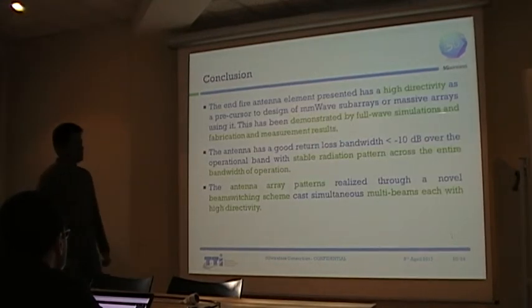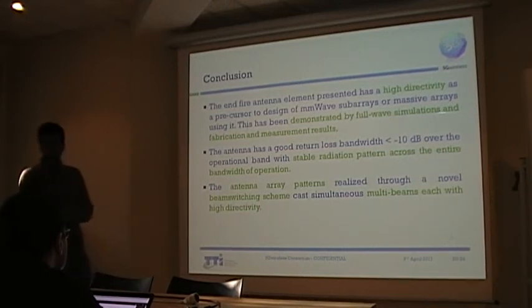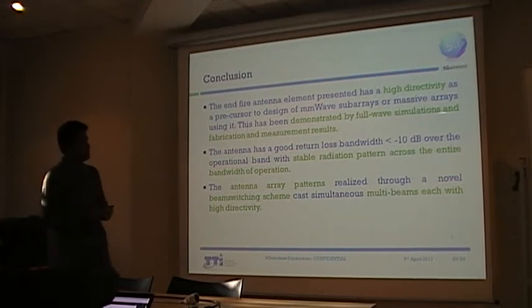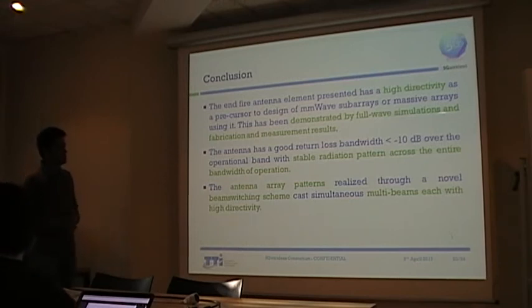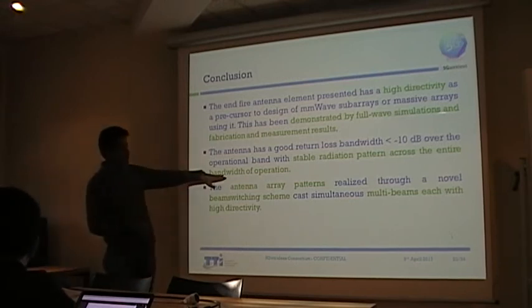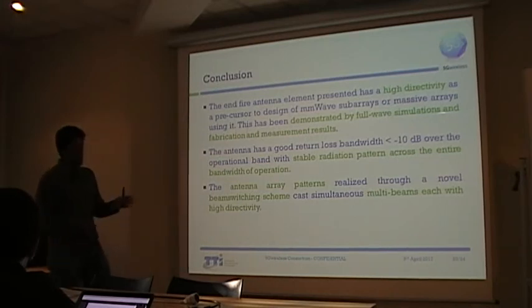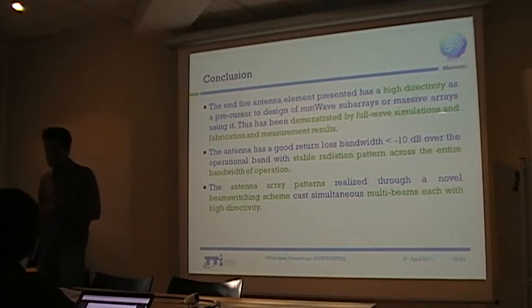Okay. The conclusion: an antenna element has been designed with high directivity. It's a precursor to the design of millimeter wave subarrays or massive arrays, which may go into using this. This has been demonstrated by full-wave simulations and fabrication and measurement results. It has a stable radiation pattern across the entire bandwidth of operation. And there is a novel beam switching scheme which allows us to cast multiple simultaneous high gain beams in different directions.